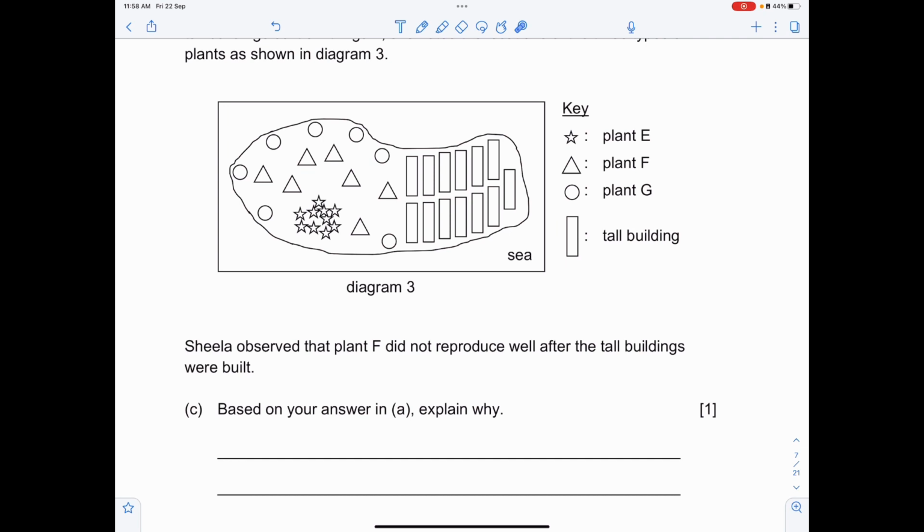Now, there can also be another reason for it. If you choose wind, F can be dispersed by wind. The tall buildings will have blocked the wind. So because it blocks the flow of the wind, it will not carry your seeds so far away.